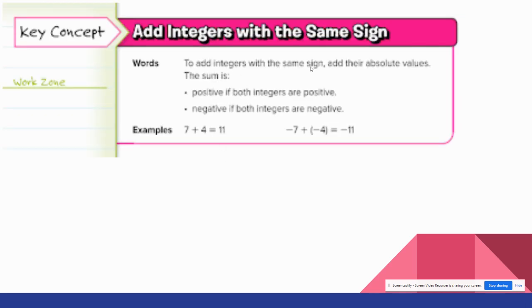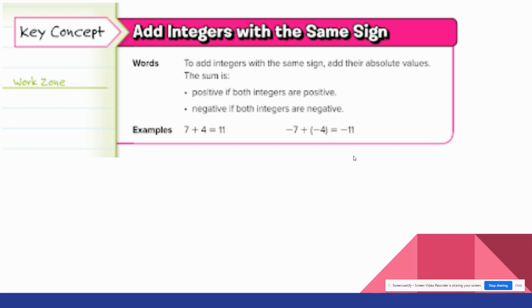To add integers with the same sign, add their absolute values. You can do that if you wish, but I look at it this way. 7 plus 4 is 11. So that makes sense to me that -7 plus -4 would have to be -11. You could do the absolute value and see that the absolute value of -7 is 7. Absolute value of -4 is 4. 7 plus 4 is 11. Since they're both negative, then put the negative sign back on.